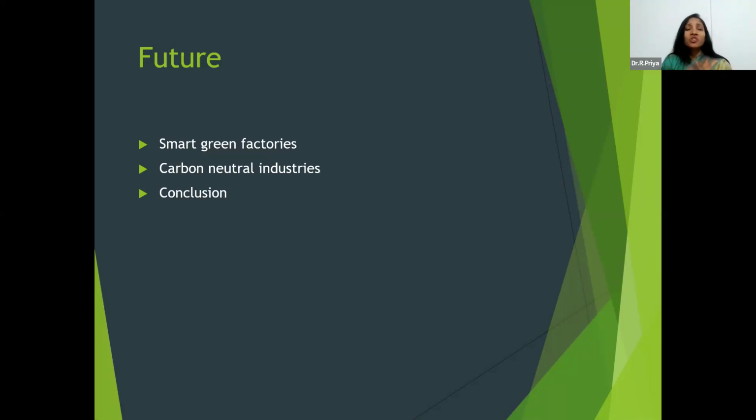So green manufacturing is no longer optional. It is the future of engineering and industries. By reducing emissions, saving energy, minimizing waste and using renewable resources, industries can protect the environment while staying competitive and profitable.